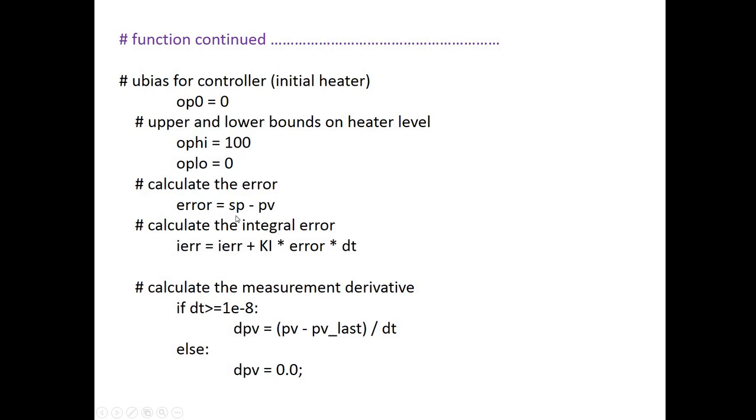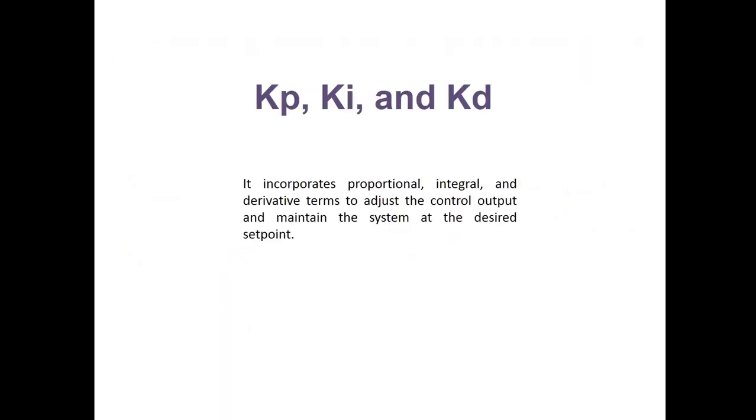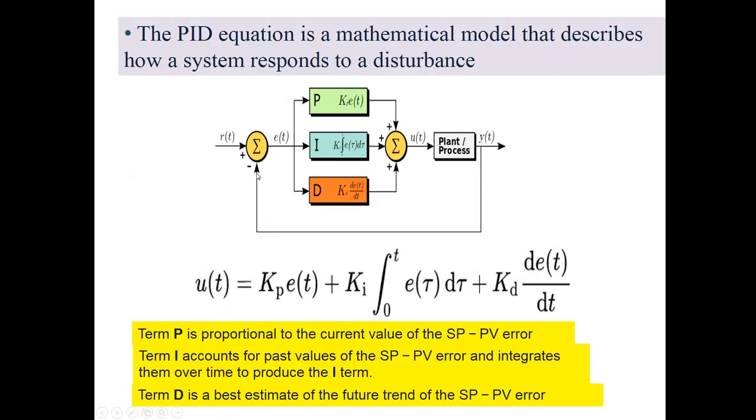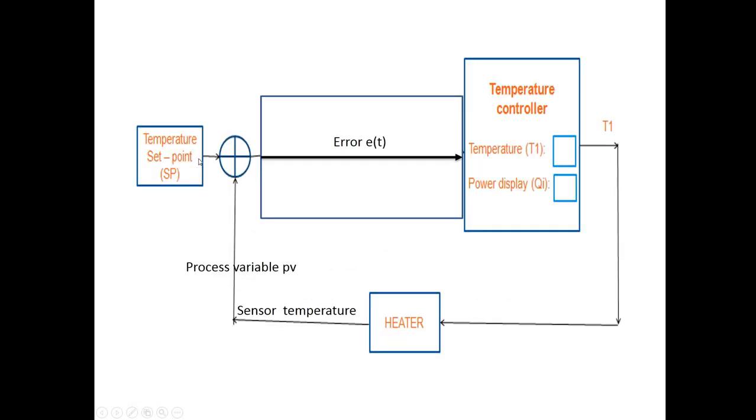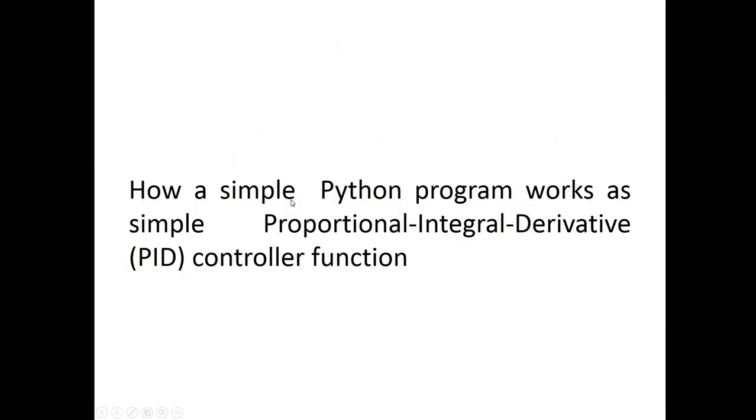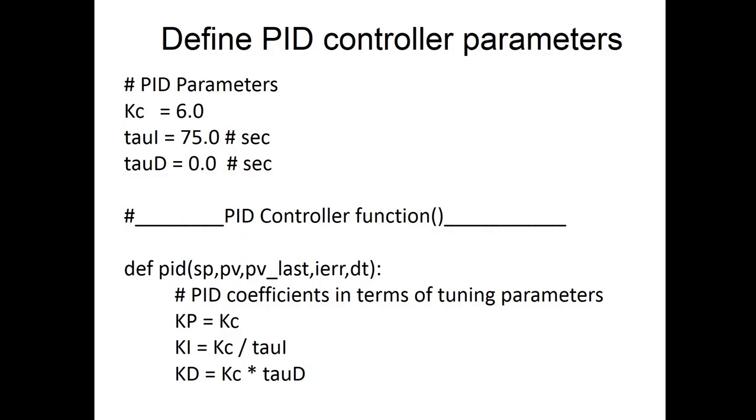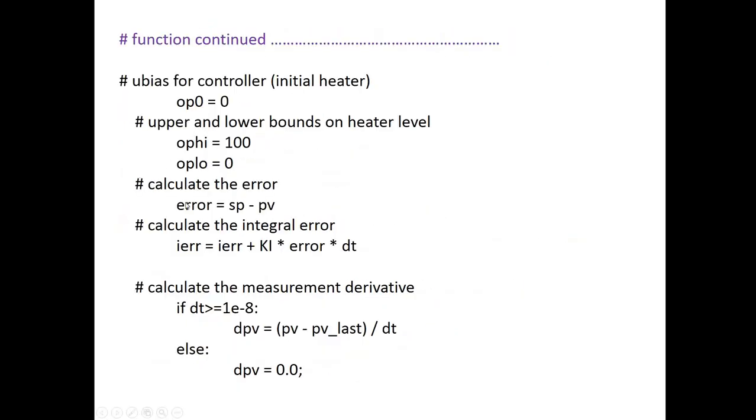Now the error, the first variable, is SP minus PV. As I had shown here in the first diagram, see that the difference between RT and what is coming in, or between these 2 points, that is what it was. So remember that. Now error is equal to SP minus PV, and calculate the integral error. I error is equal to I error plus Ka into error multiplied by dt. That is the integral error, and calculate the measurement derivative, that is dt.